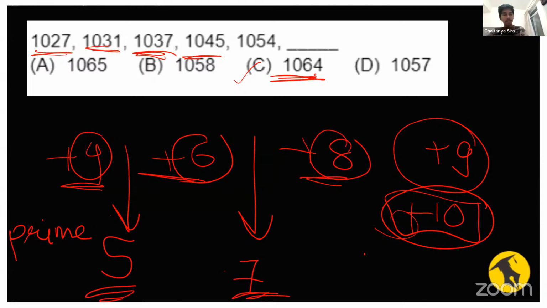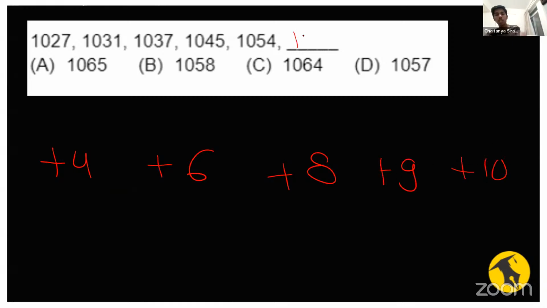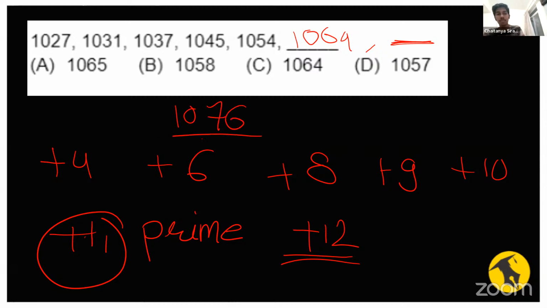All right. So it was +4, +6, +8, +9. So next should be +10. So here it will be 1064. Can you tell me what will be the next term if I further extend this question? The next number which I should add ideally is 11, but 11 is a prime number, so I'll add +12. So 1064 plus 12 will give me 1076.